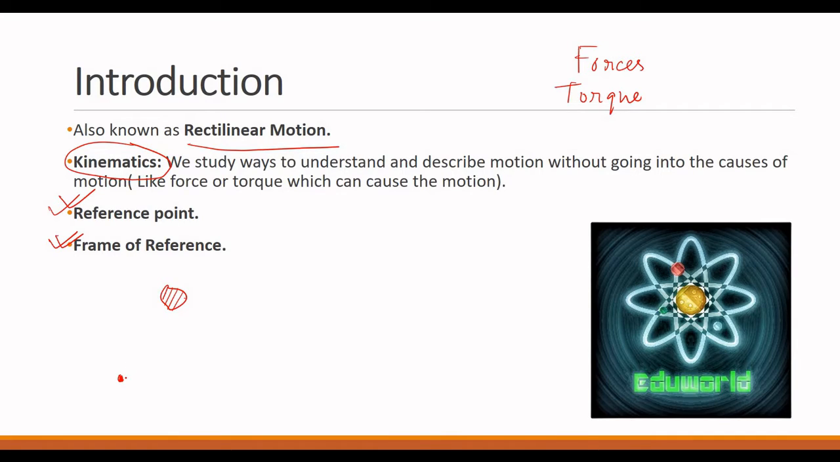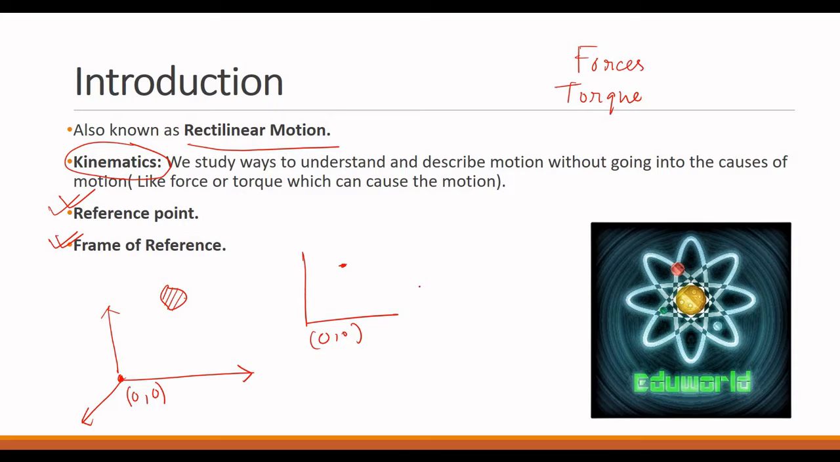As you already know, in many cases we take the origin as a reference point. So the coordinate is taken as 0, 0, 0 for 3D. For 2D it is simply 0, 0, and the other points are designated with respect to that origin. Okay, and what is frame of reference?